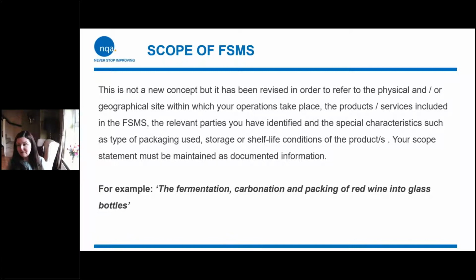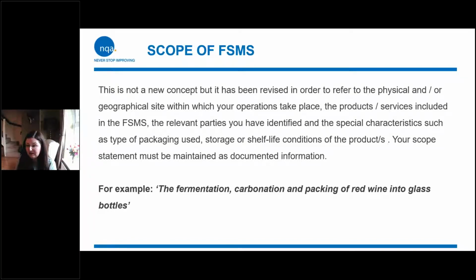So the next part of the standard is the scope of your food safety management system. It's not new, but it's been revised, and think simple but concise. So if you're growing onions and packing onions and selling them, what is the scope of your food safety management system? It may be the growing, grading, packing of onions. And don't put any fancy words in just for the sake of putting fancy words in, because it gets translated into different languages and it ends up not meaning anything.